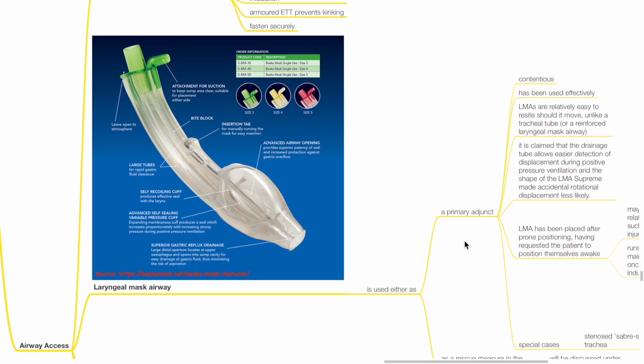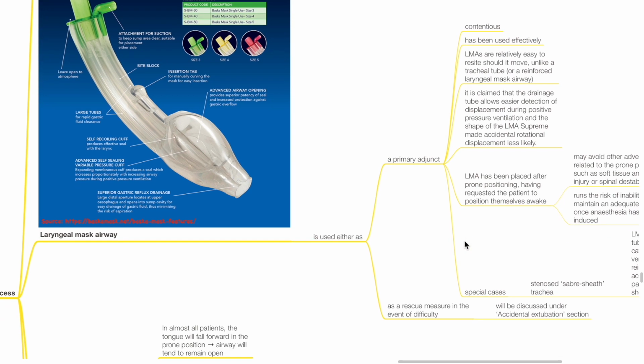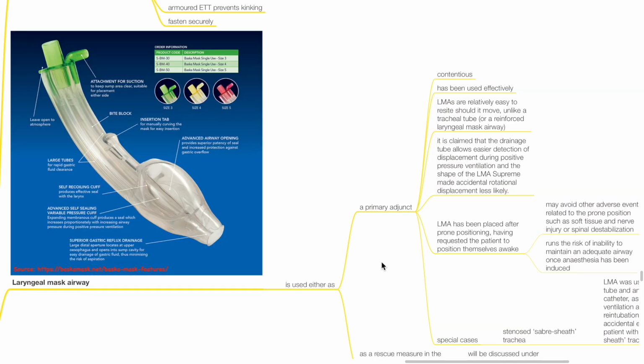Laryngeal mask airway is used either as a primary adjunct or as a rescue measure in the event of airway difficulty. The use of laryngeal mask airway as the airway during prone position is contentious. However, it has been used effectively. LMAs are relatively easy to resite should it move, unlike a tracheal tube or reinforced LMA.